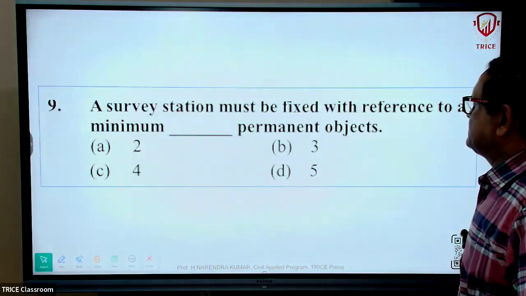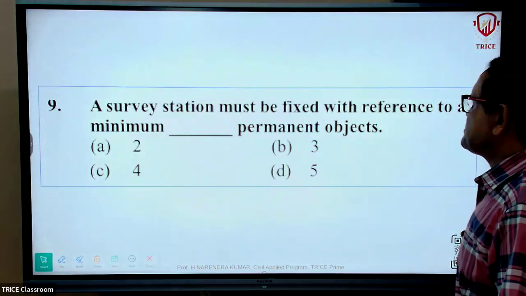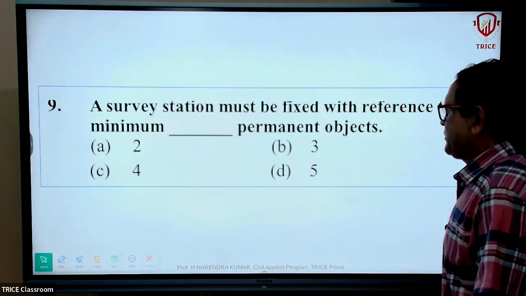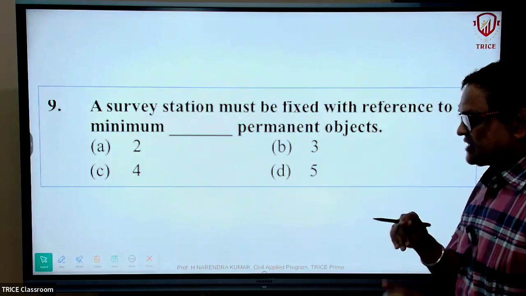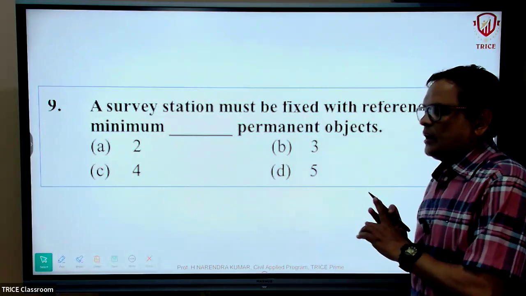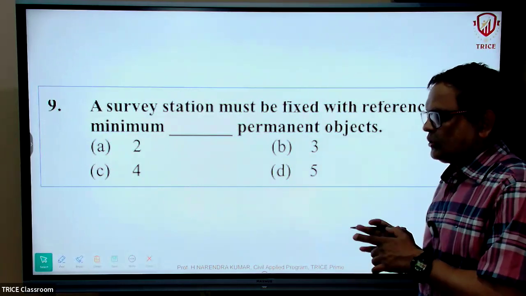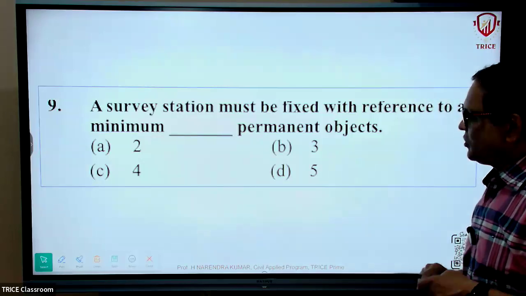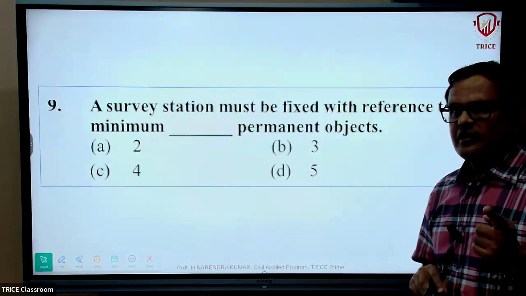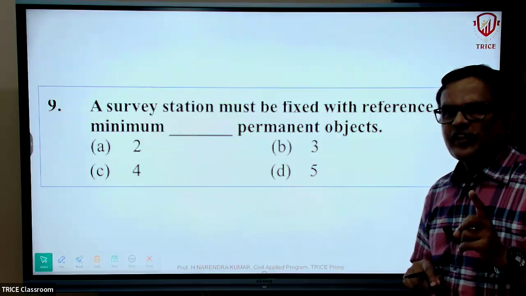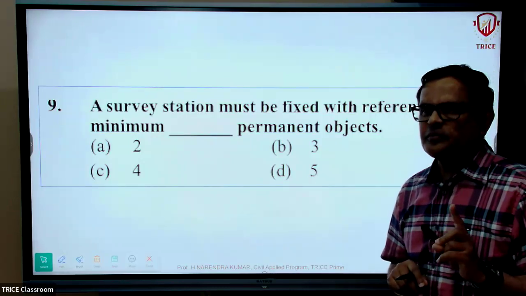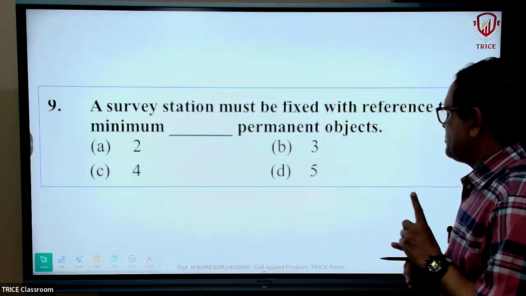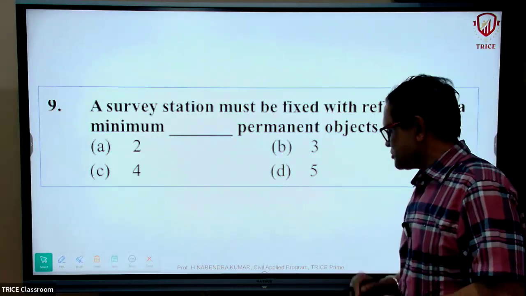A survey station must be fixed with reference to a minimum of dash permanent objects: 2, 3, 4, 5. I already gave you the answer, because that is why we created the answer slide also. Apart from the answer, we will give more information. You know that there are two principles of surveying. What is the first primary principle? Working from whole to part. What is the secondary principle? The answer is here. If you are able to remember, you can give me the answer. Could you please tell me the answer for this question?